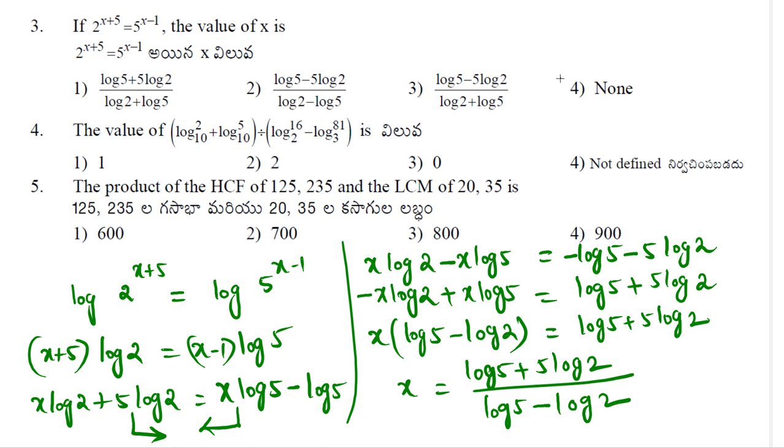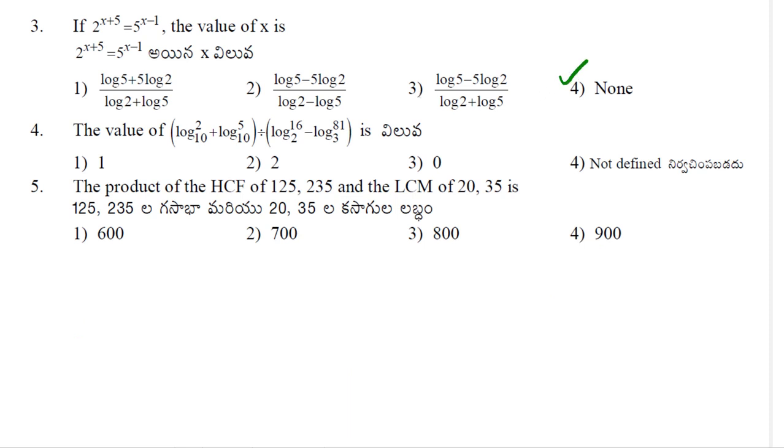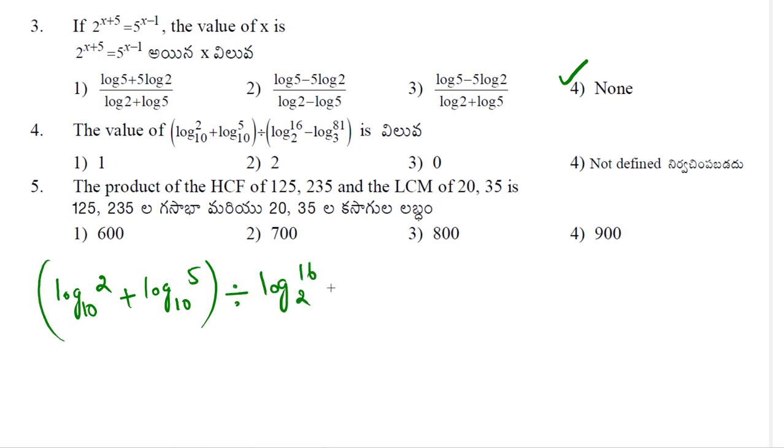So none is the correct one in this case. Now let us see the fourth question. The value of log 2 base 10 plus log 5 base 10 divided by log 16 base 2 minus log 81 base 3. Here log 2 base 10 plus log 5 base 10 divided by log 16 to the base 2 minus log 81 to the base 3. This is what we have.